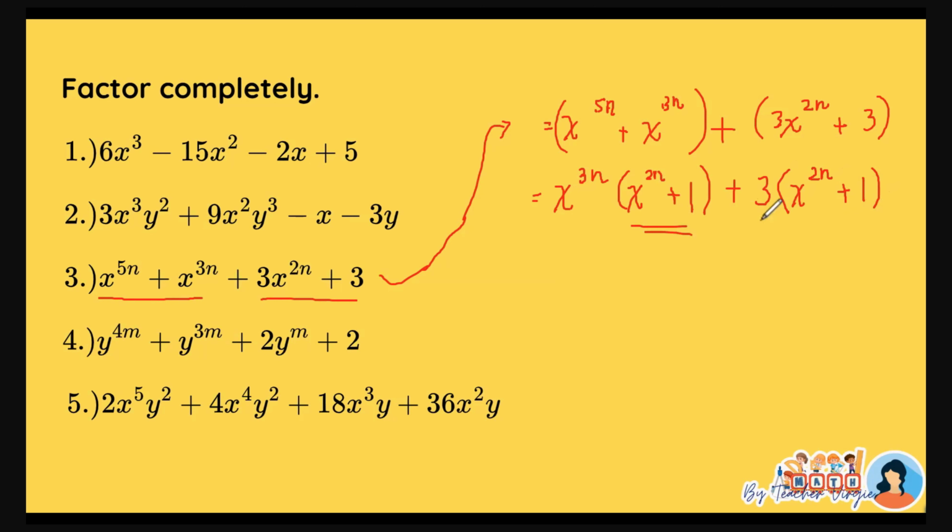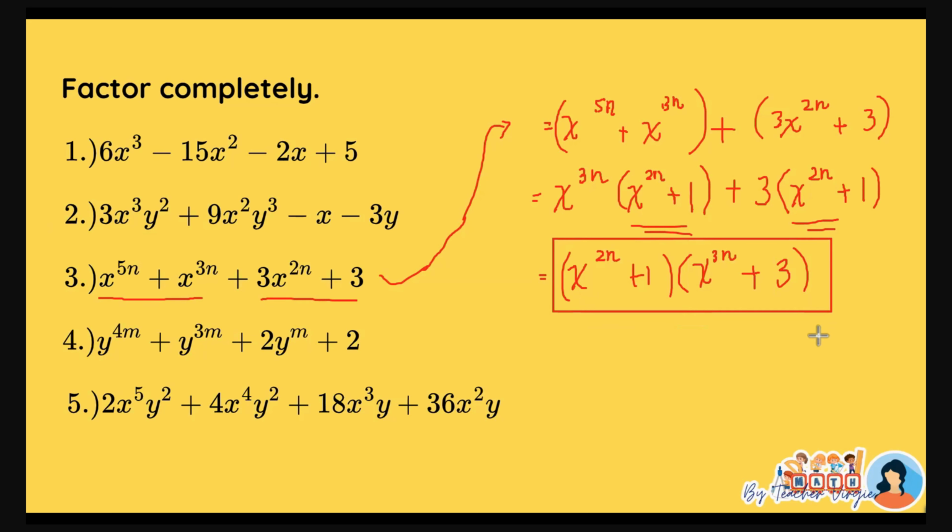Now they have the same common binomial again, that is x raised to 2n plus 1. Then multiply the remaining factors. Here we can cancel, so the remaining is x raised to 3n, plus the remaining here, which is 3. So that is your answer for the third problem.